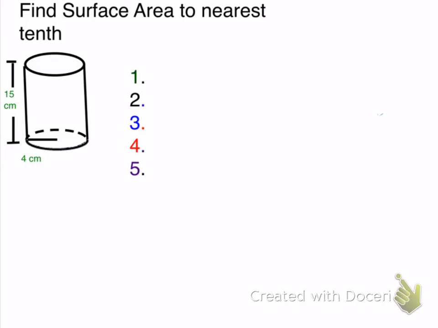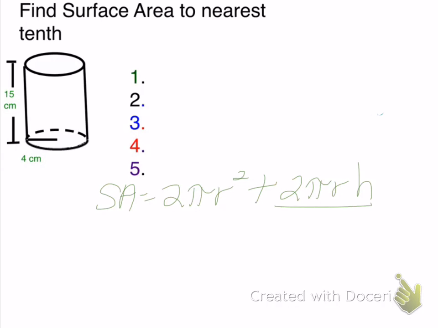The first thing that I need to do is use my formula. So behind the number 1, you would write use the formula, and then we would go ahead and actually use that formula. So we're going to write that the surface area is equal to 2 times pi times the radius squared plus 2 times pi times the radius times the height. The first part gives us the area of the circles, the second part gives us the area of the curved surface.